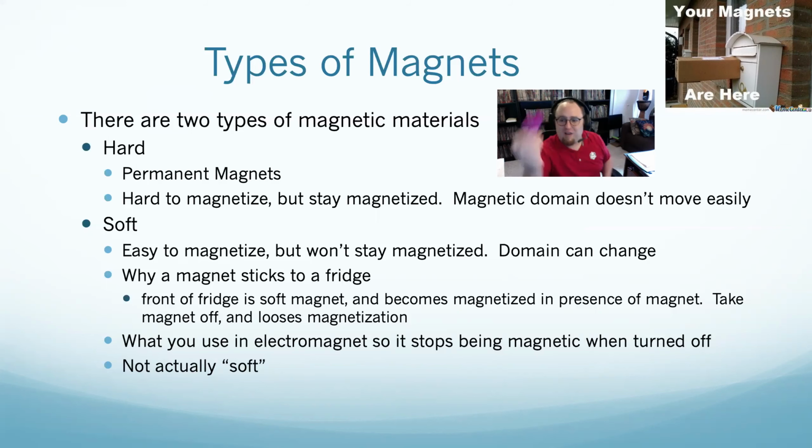There we go. This random Tetris block, because that's a thing on my desk. This is a soft magnet. It's not actually magnetic, but it is in the presence of a magnet. It doesn't mean it's soft.